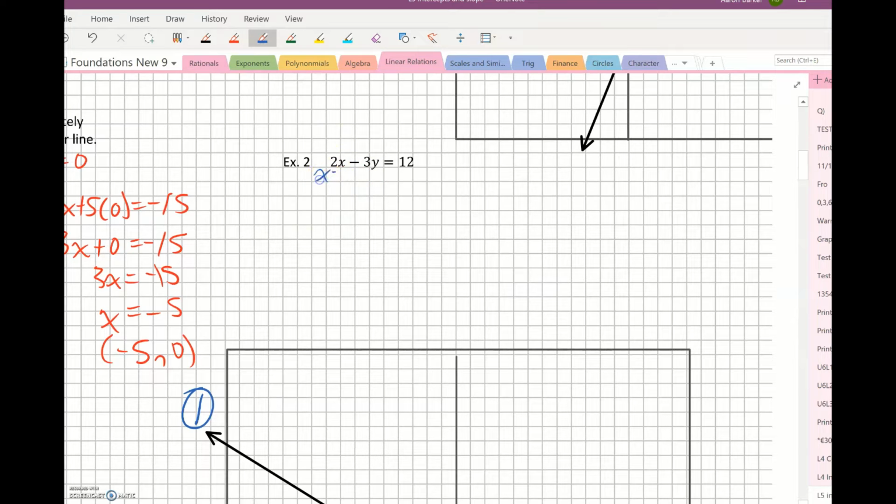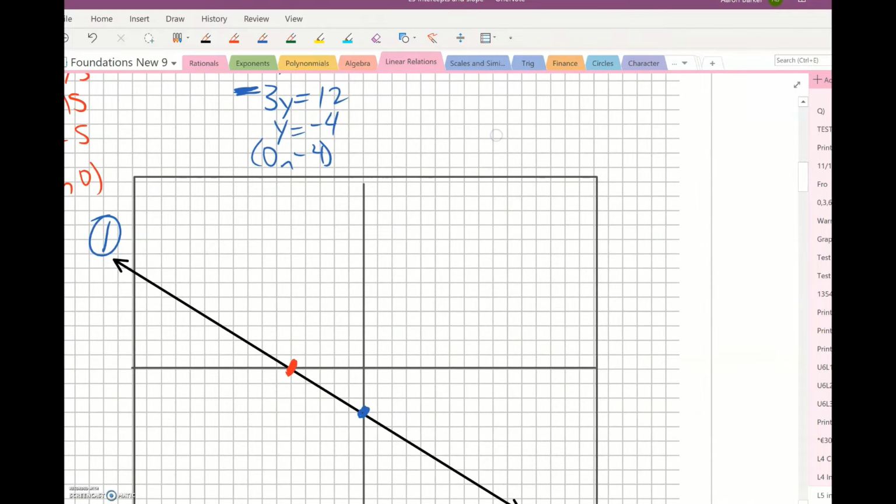So let's go x equals 0. We get 2 times 0 minus 3y equals 12. Now it's 0 minus 3y. This one you have to be careful of because that equals negative 3y. And so then y equals negative 4. So the point is (0, negative 4). 1, 2, 3, it's down here at 4.